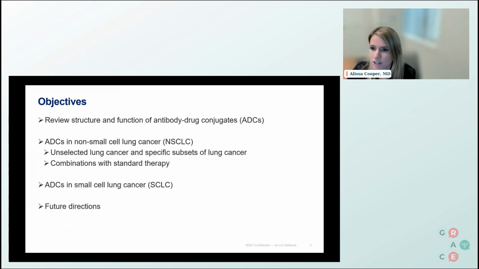First, during this talk, we're going to review the structure and function of what an antibody-drug conjugate is and how they're being applied in different subsets of lung cancer. First, in non-small cell lung cancer, which is the more common type of lung cancer, I'm going to use the term ADCs for the antibody drug conjugate throughout the rest of this talk. They're being used in certain subsets of lung cancer for patients with certain genetic markers and in combination with standard chemo and immunotherapies.